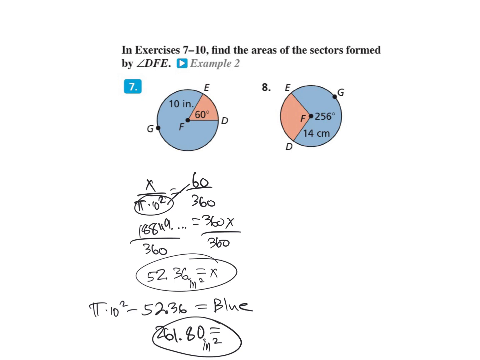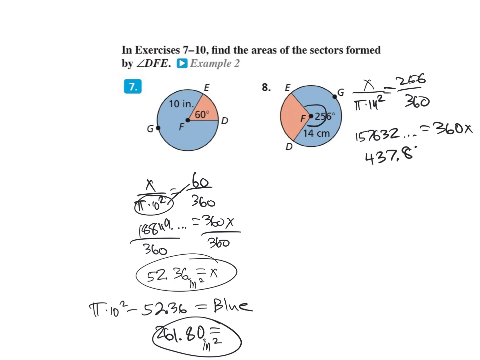All right, so number 8, we'll get the blue section here because it's 256 degrees. So 256 is to 360 as the area of the section, we don't know, is to pi r squared. Again, r is 14 here, we have to square it. So 256 times 14 squared times pi gives us 157,632 dot dot dot. That's 360x. So we divide by 360 and we get 437.87 for x. That's the blue section here.